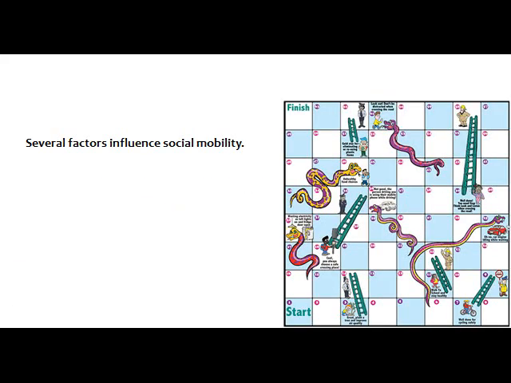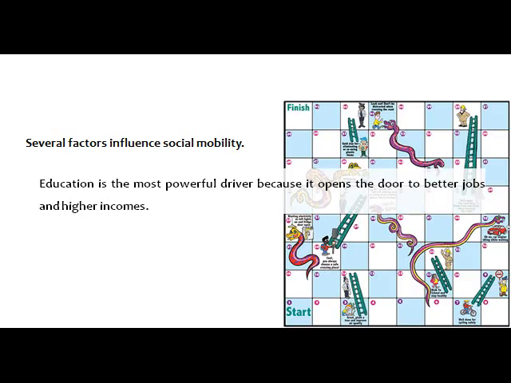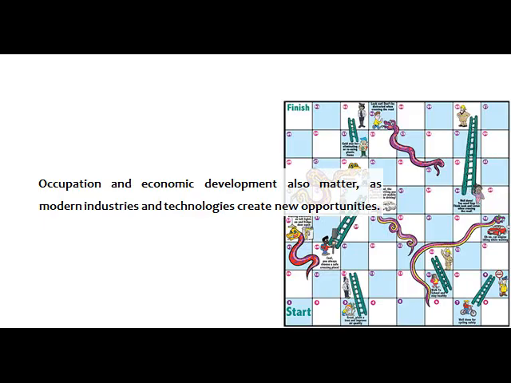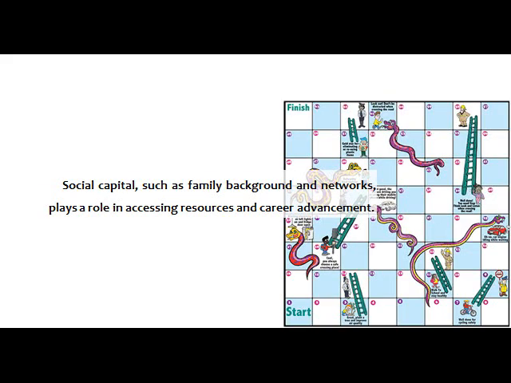Several factors influence social mobility. Education is the most powerful driver because it opens the door to better jobs and higher incomes. Occupation and economic development also matter, as modern industries and technologies create new opportunities. Social capital, such as family background and networks, plays a role in accessing resources and career advancement.